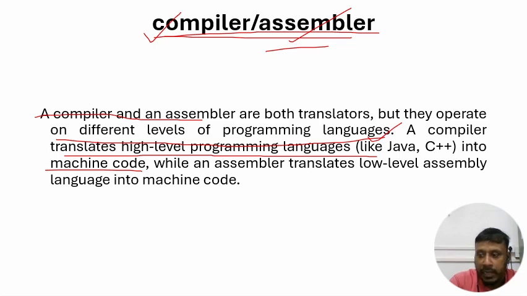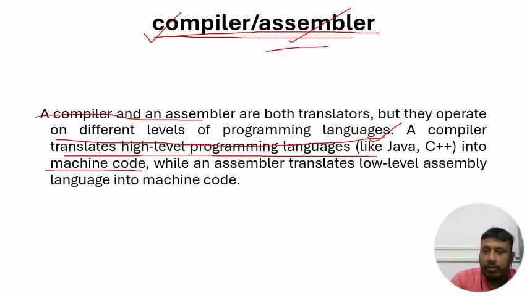In a compiler, the whole program is translated at once, but in an assembler, only one line of code is translated at a time. So compared with the compiler, the speed of the assembler is very fast. Translation is very fast, and it is used in system-level programming and embedded systems. In these cases, the assembler is used.